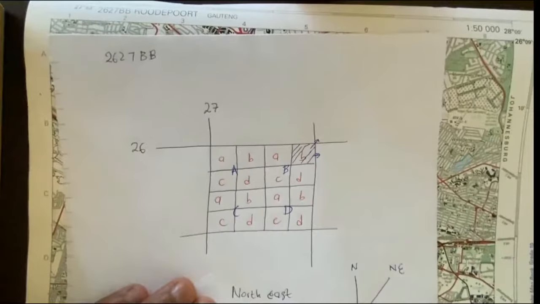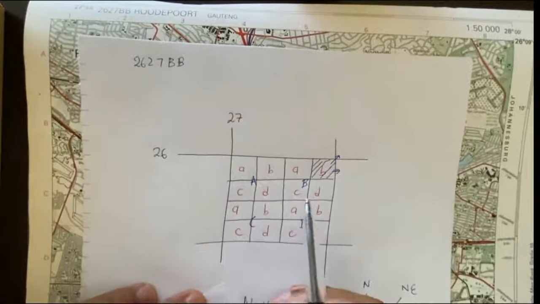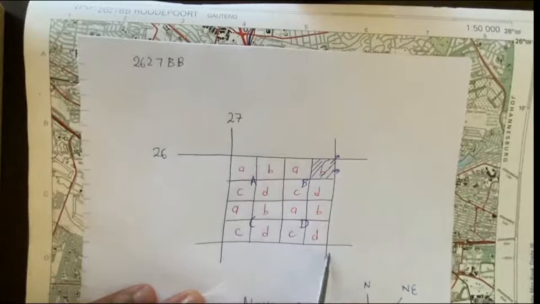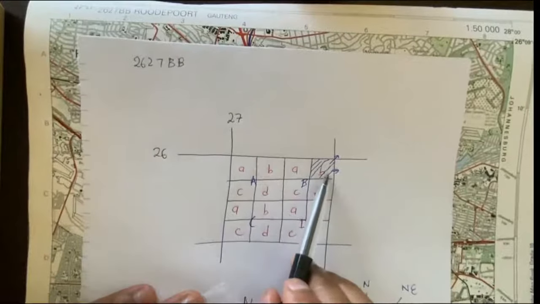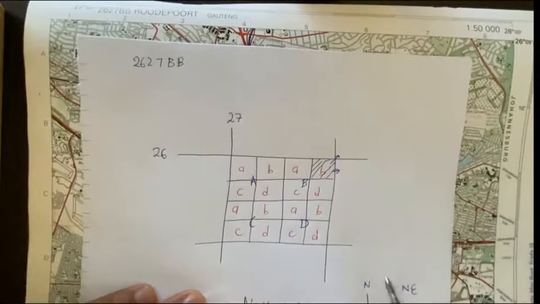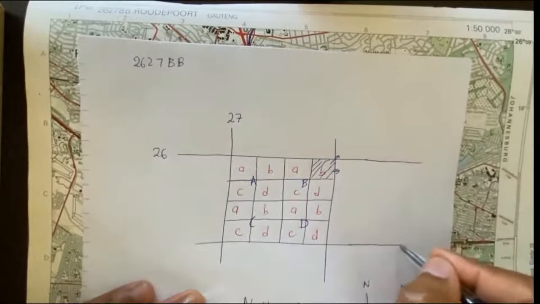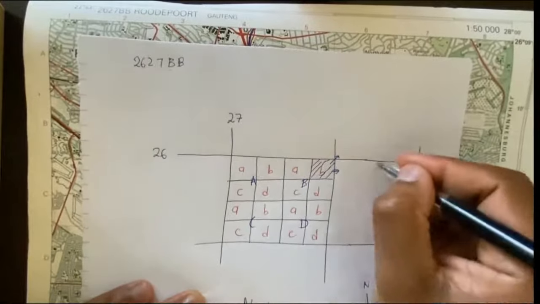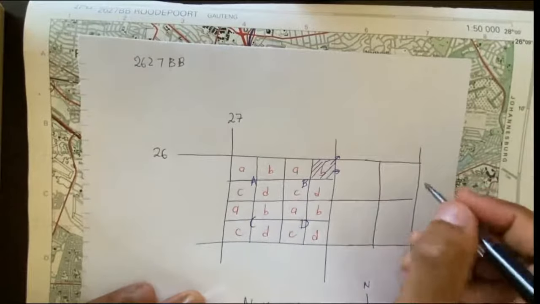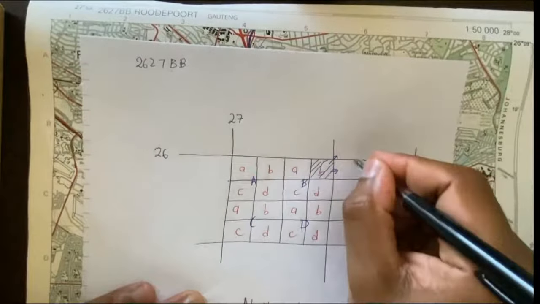When you get to this point, you know that you need to expand your grid, because 2627 is only within this block, but now your arrows are pointing into another grid. So what you need to do is extend your grid over here, and this needs to be as quick as possible. You can do this to save time. Remember, it's freehand.